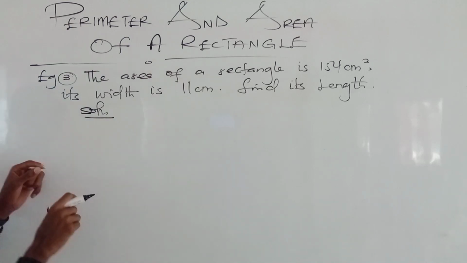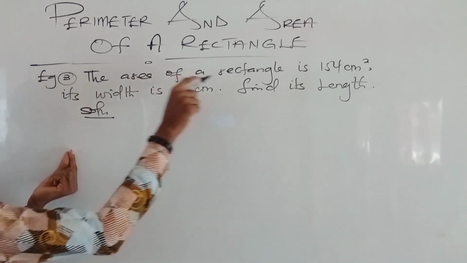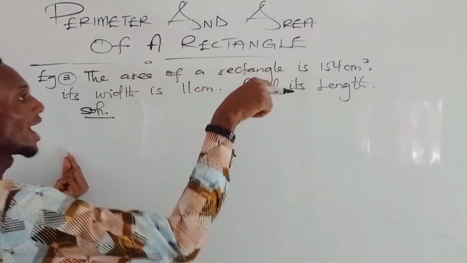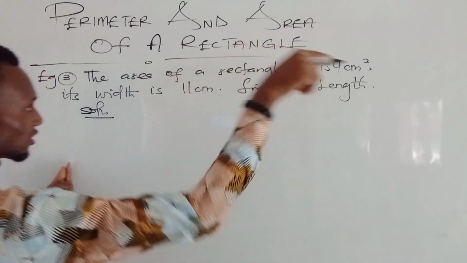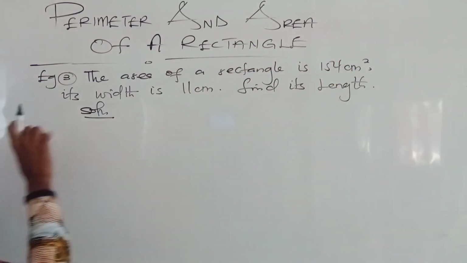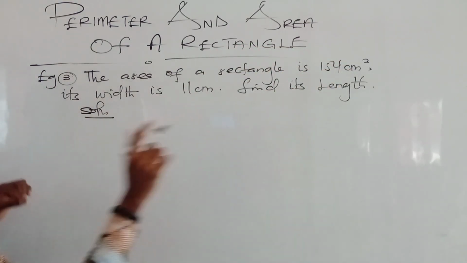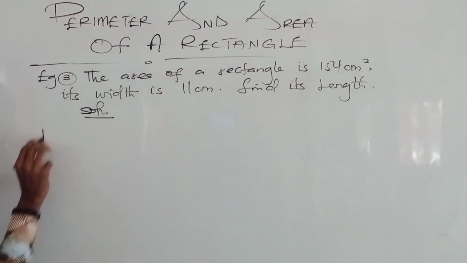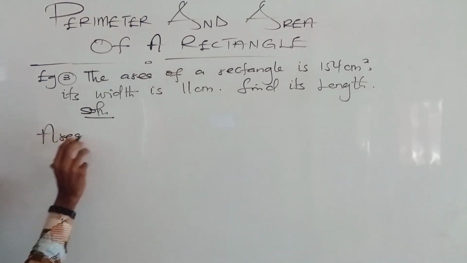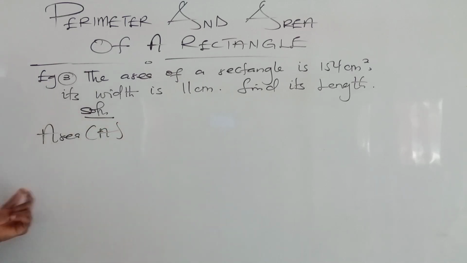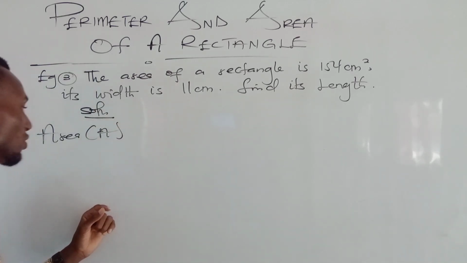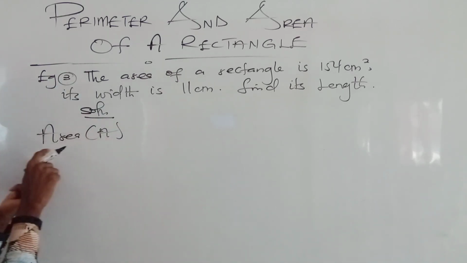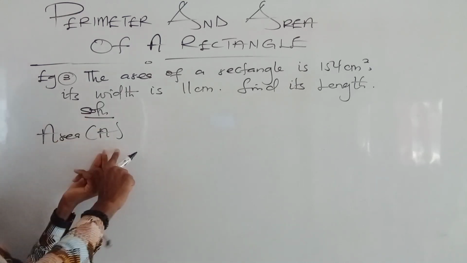So let's read again. It says the area of a rectangle is 154 centimeters square. So we are talking about the area of a rectangle. So you write your area down, area, then in brackets A. And I've informed you in the previous videos that you don't just write A, you write area, then in brackets A.